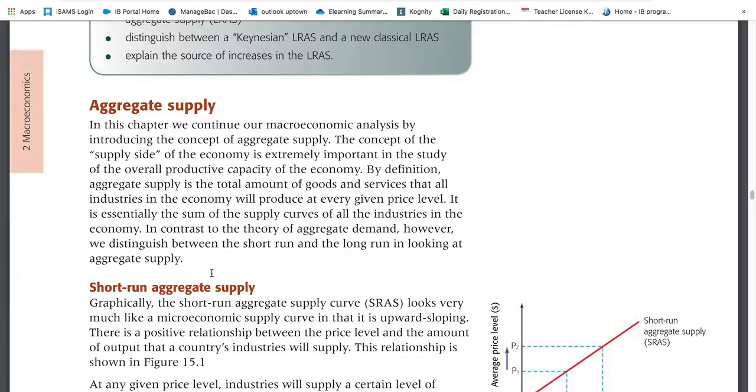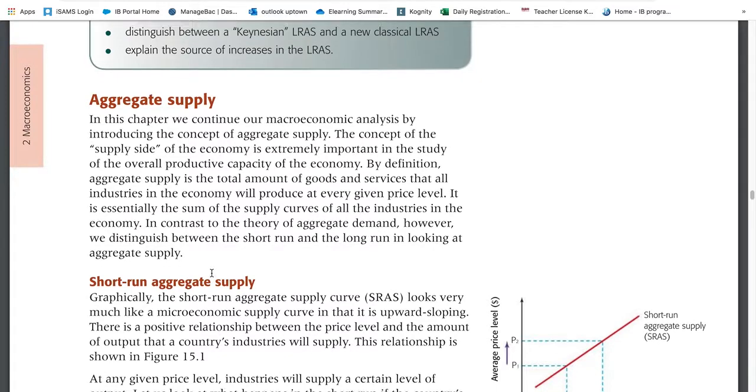By definition, aggregate supply is the total amount of goods and services in all the industries in the economy that they'll produce at any given price level. So it's very similar to aggregate demand, where once again it's a sum of all the industry business activity. You can pretty much just look at it as the sum of all the supply curves of all the different industries in an economy.